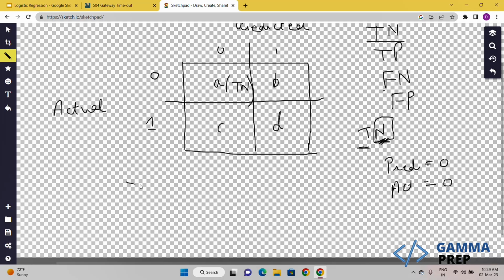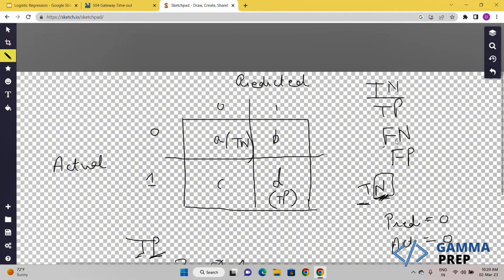Now let's talk about true positives. So true positives mean, first the second letter, prediction is positive. That means 1. Prediction is positive. And true means that whatever you are saying as the prediction, that's correct. So actual is also 1. So when the actual is 1 and the prediction is 1, it's basically true positive. Agreed?